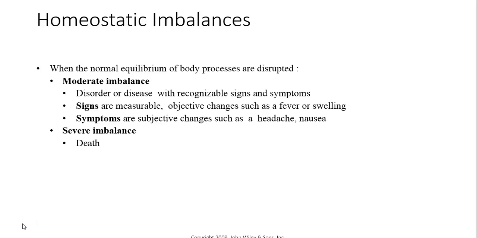When the normal equilibrium of body processes is disrupted, you can have moderate imbalances or severe imbalances. With moderate imbalances, you might have a disorder or a disease with recognizable signs and symptoms. And the difference between a disorder and a disease is that the disorder is due to some structural abnormalities that produce a certain condition, whereas with disease, of course, the body is fighting off some sort of disease-causing organism. But these imbalances have recognizable signs and symptoms.